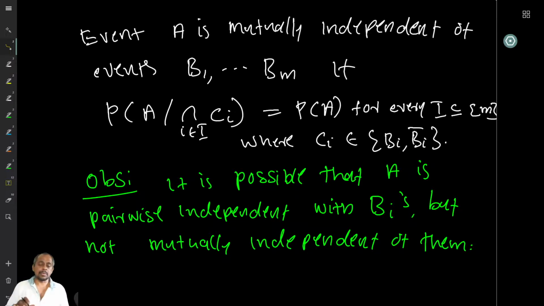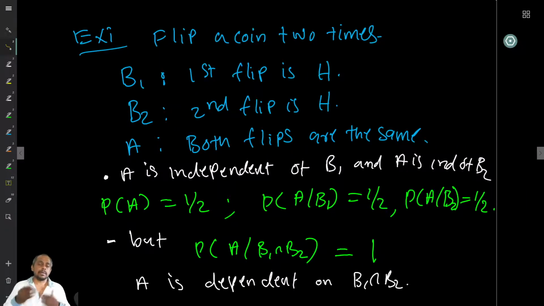So I will give you an example also. Let us say that we flip a coin 2 times. You flip the coin once, and the second time you again flip, and B1 is the event that the first flip is a head. So first time it happens H, head, then I call that the event B1. And event B2 is that the second flip is a head. Now I define event A to be the fact that both flips are the same, right? Both are either heads or both are tails.